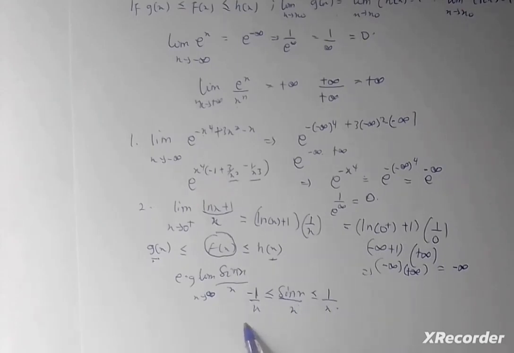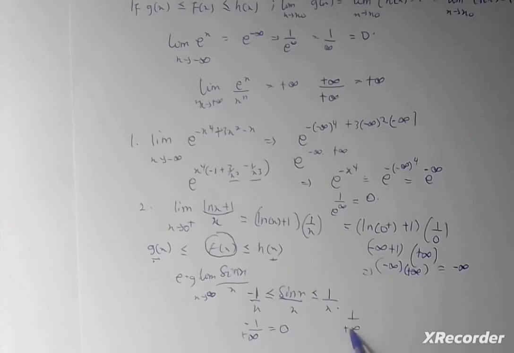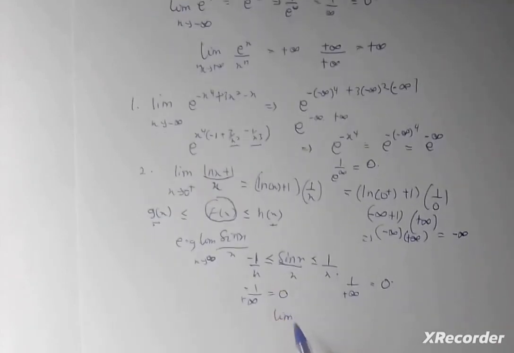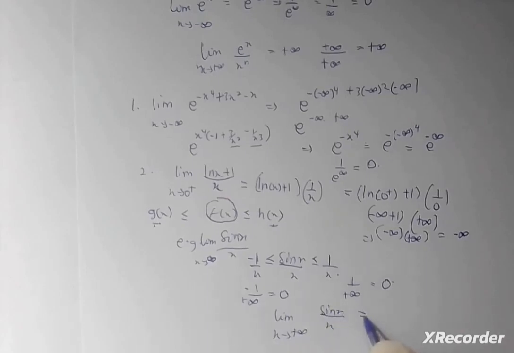So here it's going to give me negative 1 over what? Positive infinity, and that is going to give me 0. Then this side will give me 1 over positive infinity, and that is also 0. Therefore, since the left and the right are giving me zeros, the limit as x approaches positive infinity of sine x over x is simply 0. That is the Sandwich Theorem.